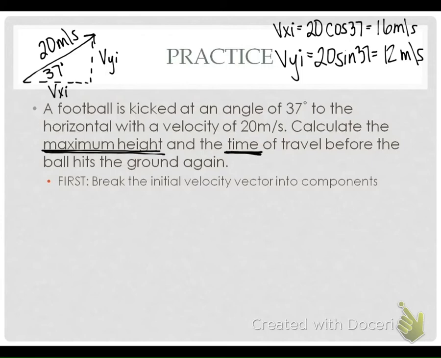Now we can go down and start our list here. We're done with our diagram, we're done with the 20, and done with the 37. You don't have to cross them out in your problem, I just think it's a good way to not get confused here. So in our list, we have V sub xi and V sub yi. What other things do we know? We know acceleration is negative 9.8.